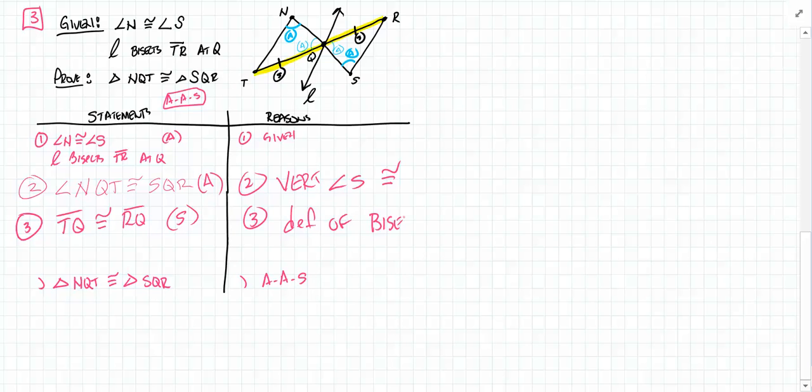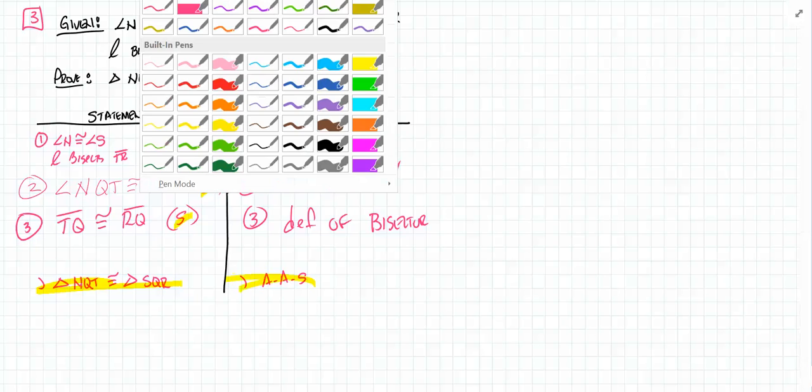That's not an angle bisector. That's a segment bisector. Definition of bisector. Okay, there you go. Do you have enough? You should. Check it out. You have an angle, you have an angle, you have a side. So therefore, you can say this statement now: AAS, angle, angle, side. And so we're going to do that, and then we're going to do that.